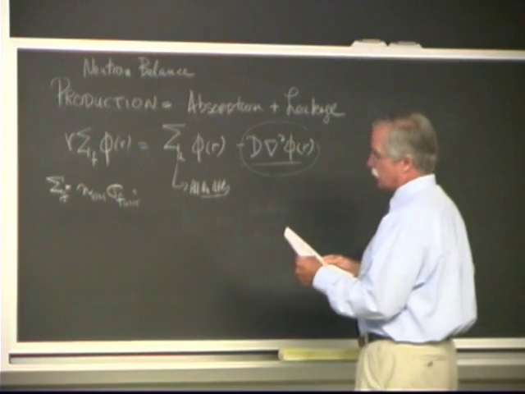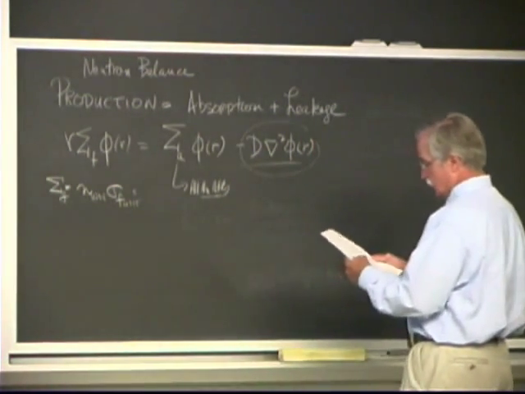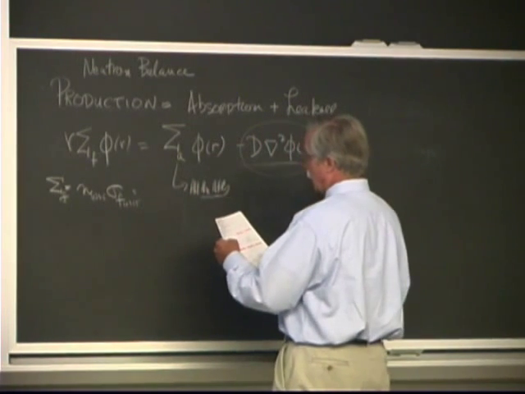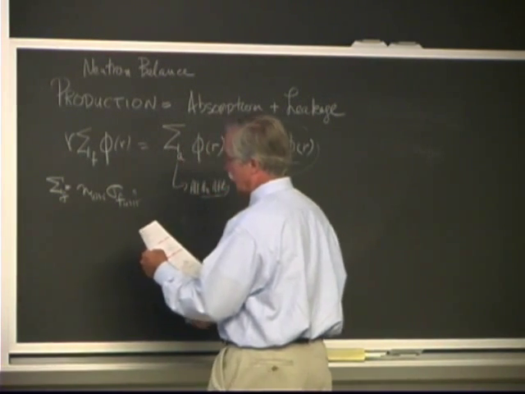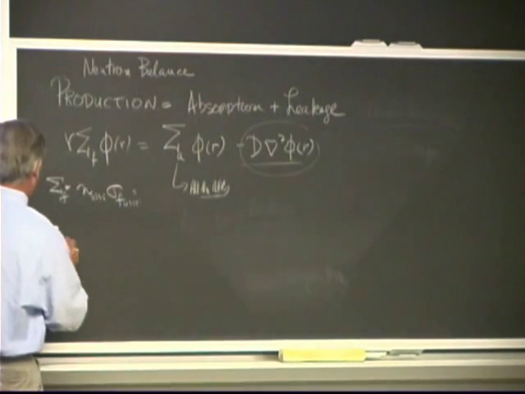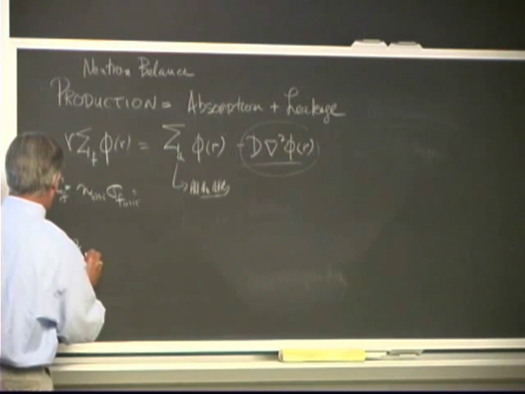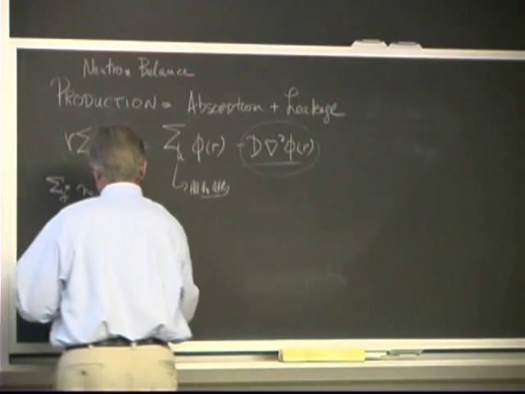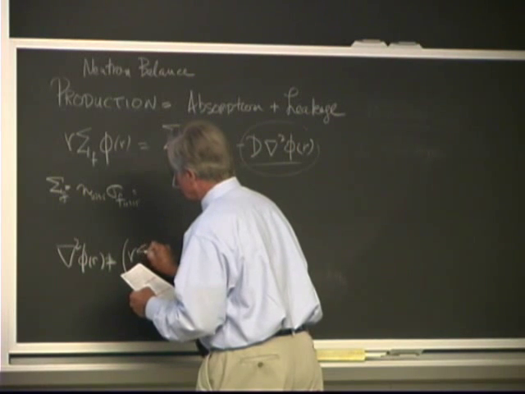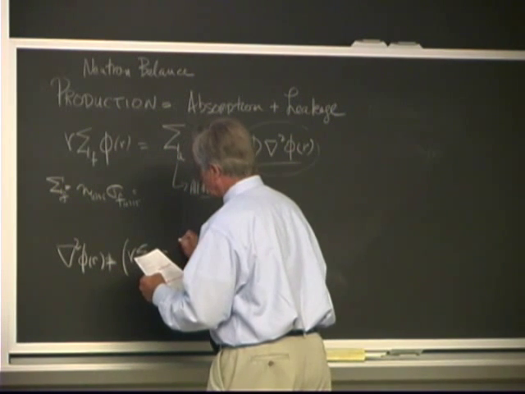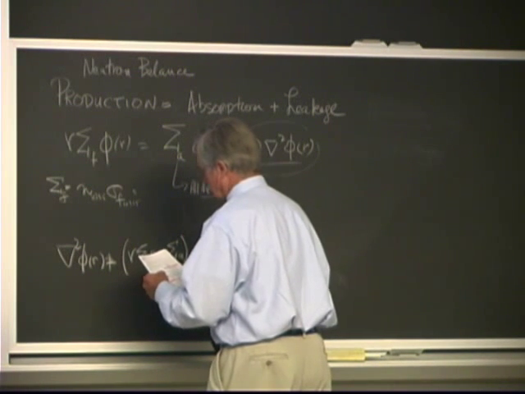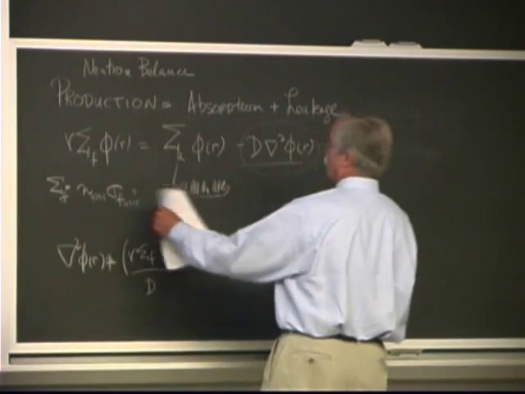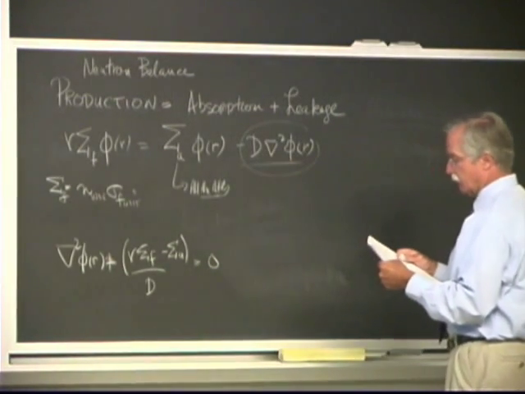If you rewrite this expression, let's just say, move this over to one side, you will have the following expression. The gradient of the flux plus nu sigma f minus sigma a, divided by D, equals zero. So we moved things from this side over to this side. I'll just flip the zero on.